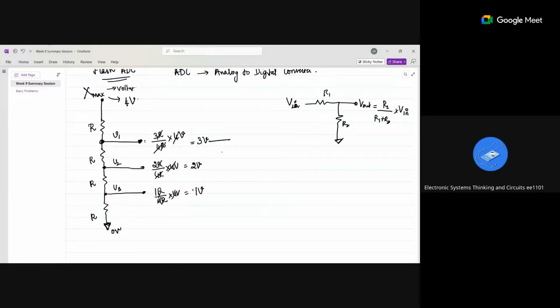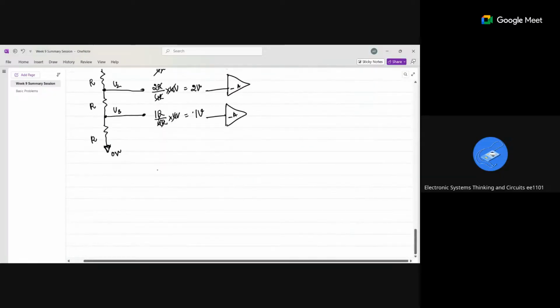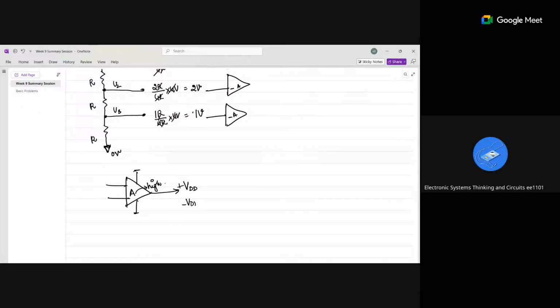Now, I'm going to give this voltage to an amplifier, to the negative terminal of the amplifier. And for a flash ADC, I will choose an amplifier such that the gain should be very high, right? So that my output will either be plus VDD or minus VDD.